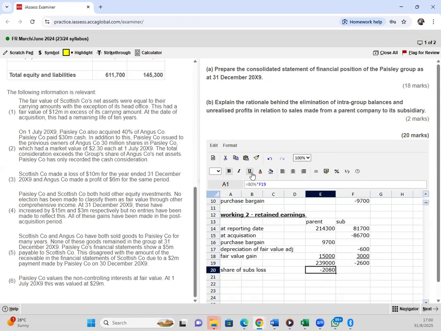So that's the share of subs loss. So what would get there? This one, it would be our group profit. But if we did not invest in the associate, for retained earnings in the statement of financial position, we would take the 236,920. But since we've made an investment in an associate, we can also add the share of profit from associate.